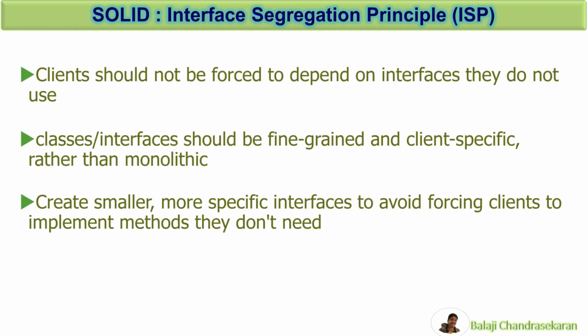The interface segregation principle suggests that clients should not be forced to depend on interfaces they do not use. This principle states that classes or interfaces should be fine-grained and client-specific rather than monolithic. It encourages creating smaller, more specific interfaces to avoid forcing clients to implement methods that they do not need.